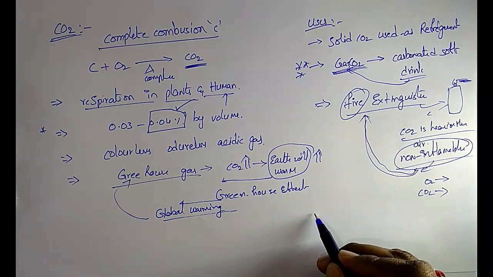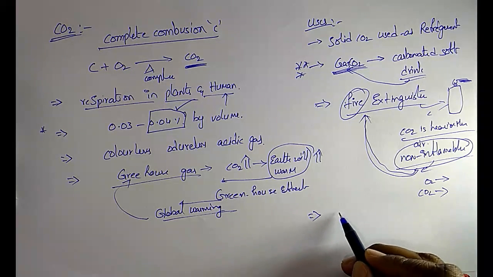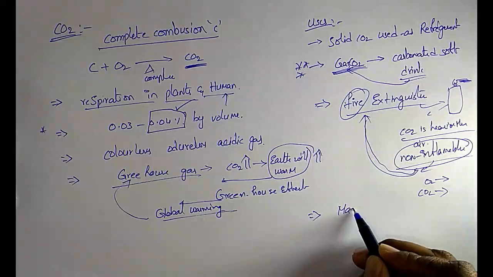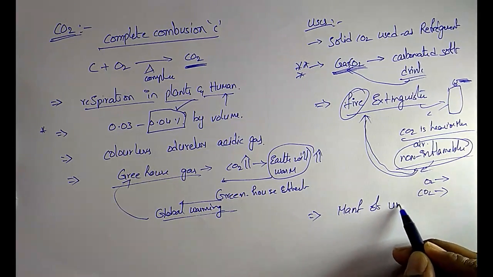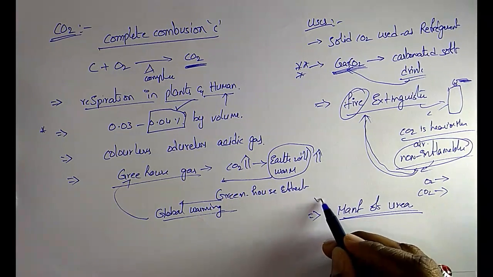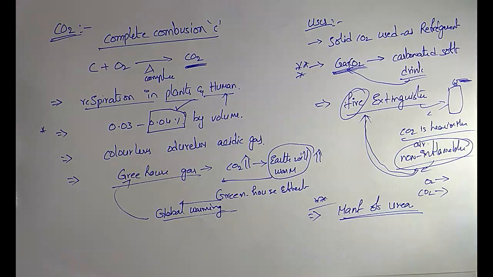The next important use of CO2 is in the manufacturing of urea. It is also a very important bit. Finally, the main points are: in incomplete combustion, carbon will release carbon monoxide. In complete combustion, carbon will release carbon dioxide.